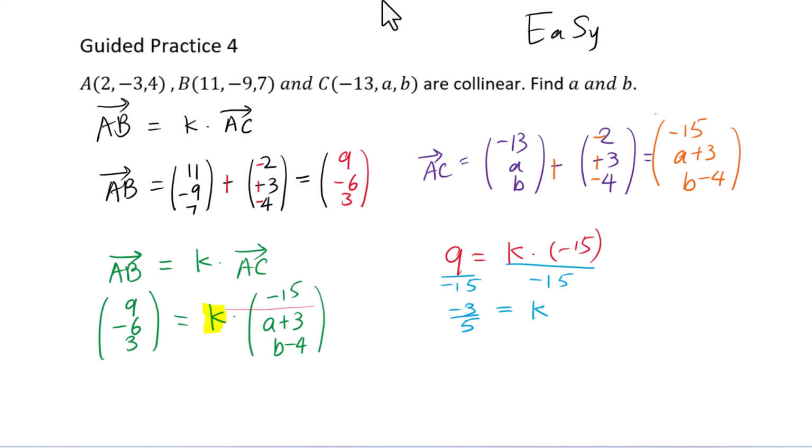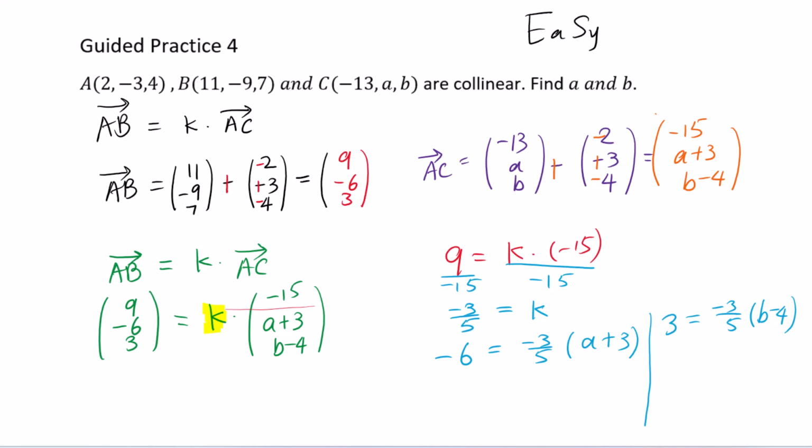Therefore, from second row, we can get -6 equals -3/5 times A plus 3. From third row, we can get 3 equals -3/5 times B minus 4. Solve these two linear equations.